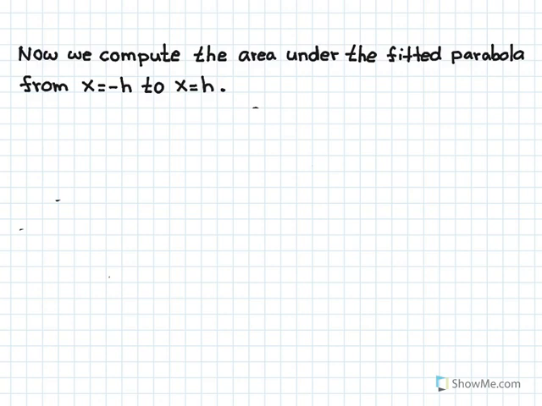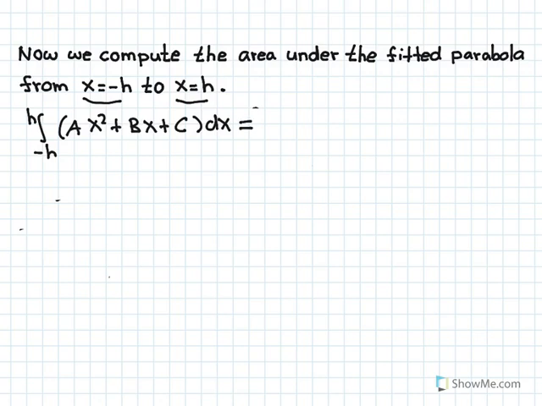So now let's compute the area under the fitted parabola from x equals minus h to x equals h. So integrate from minus h to h the quadratic function ax squared plus bx plus c with respect to x. Reverse the power rule, integrate term by term. We get ax cubed divided by 3, plus bx squared divided by 2, plus cx. Evaluate it from minus h to h.